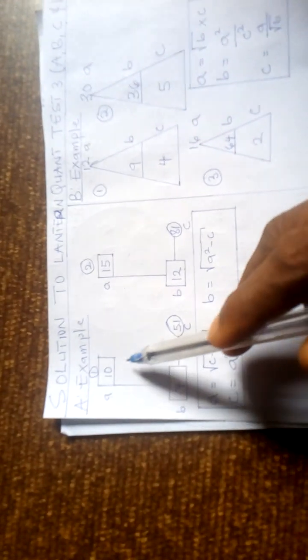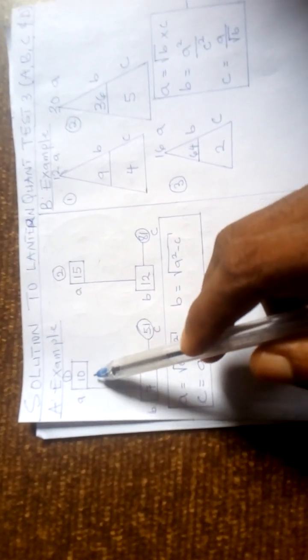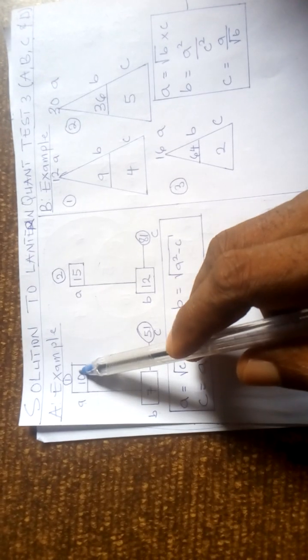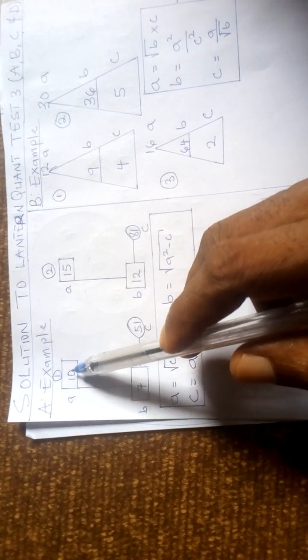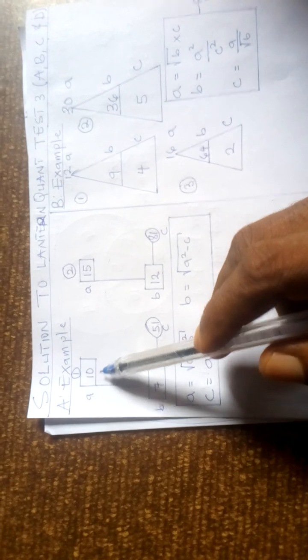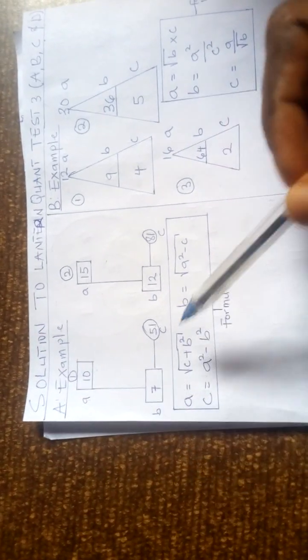Okay, so let's get started. This is solution quant, Lantern Quant test 3, and here we have example A that we want to look at. Now if you look at the diagram, you'll discover that I have A for sample A, number 10. I'll label it A, B, C, right? And also in sample 2, I also have labeling A, B, C, which include the numbers.